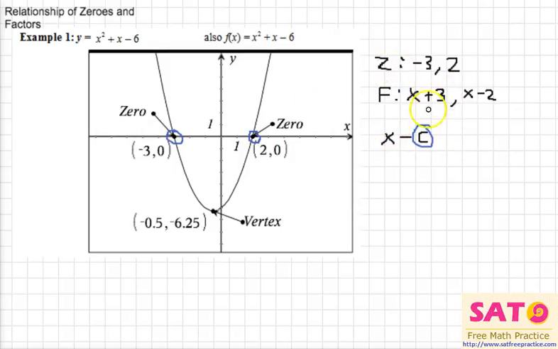Now vice versa, if you had the factors and you wanted to convert them into a zero, you'd set the factor equal to 0. So x plus 3 would be equal to 0, and if you subtract 3 on both sides, you get x equals -3, and the other one would be x equals 2.